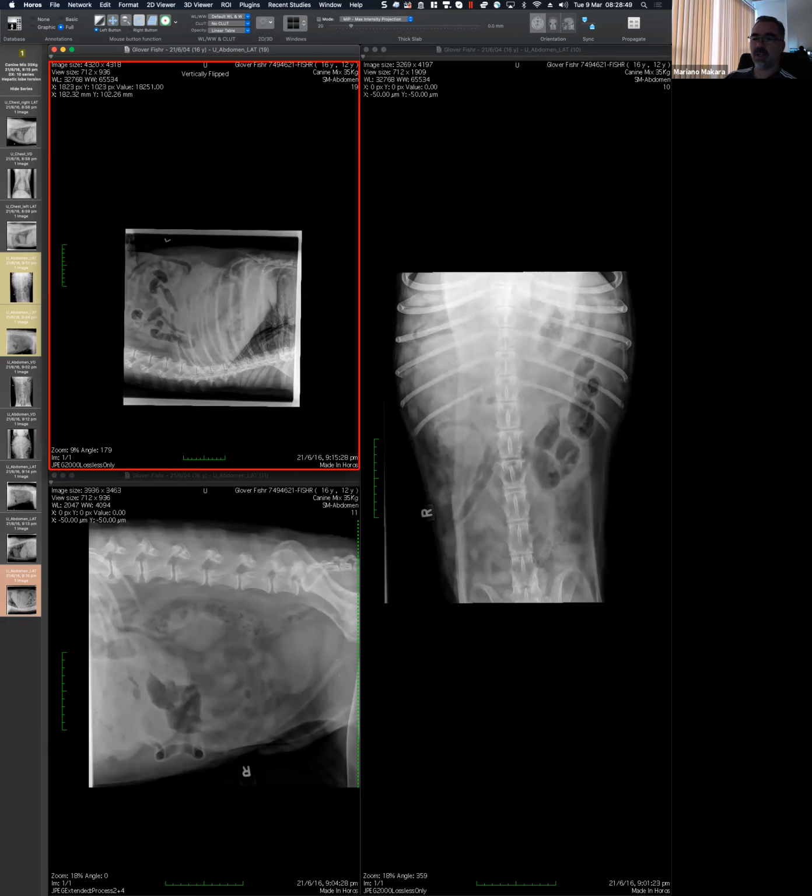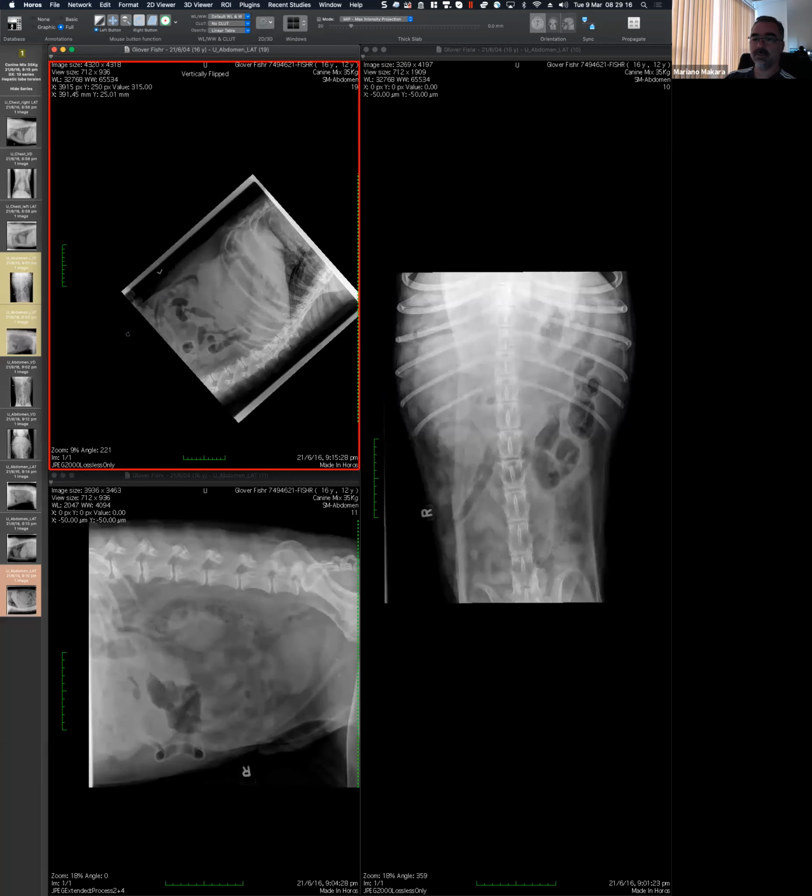And then you don't take a VD projection. You take a lateral projection. Makes sense? Like this, you take a lateral projection with the dog laying on the back. That is called a horizontal beam. And basically the image is going to be something like this. And then there's not going to be superimposition. If there is gas, it's going to accumulate up here, and you will be able to separate gas that is free from gas in the GI tract.